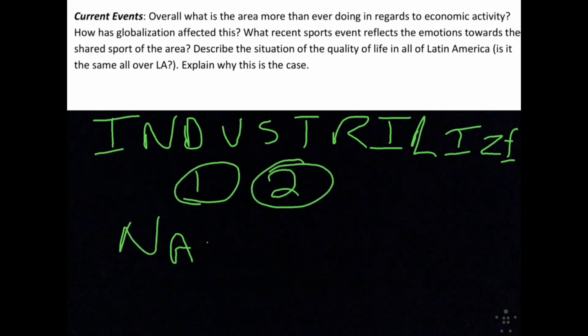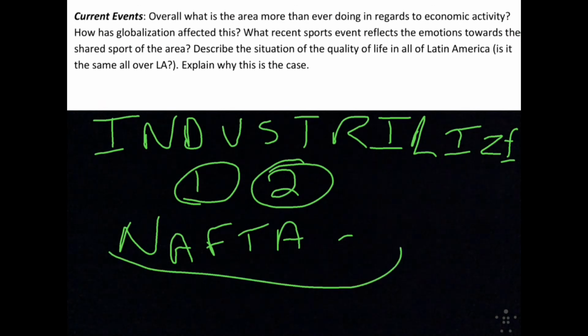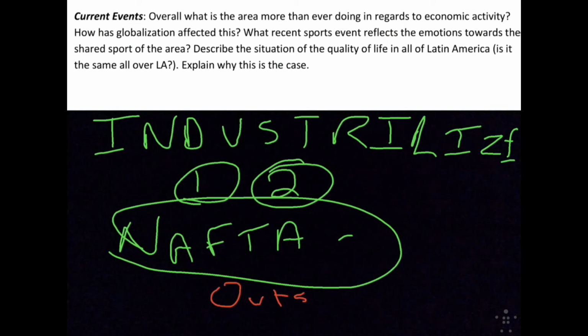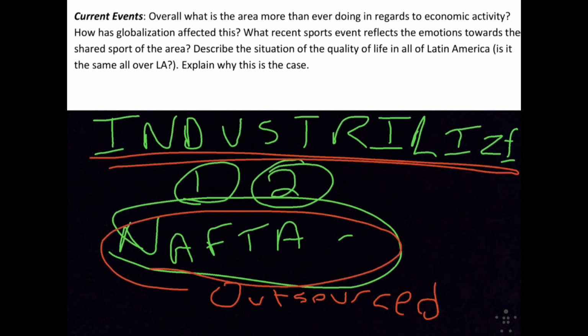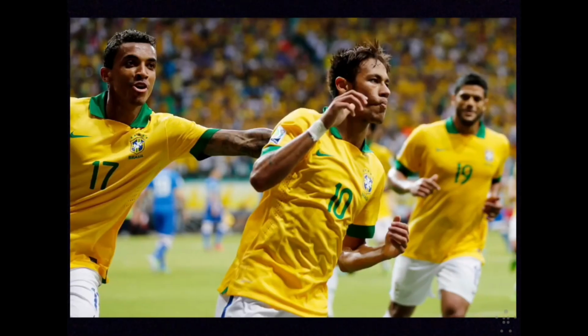Now, in regards to this, don't forget about NAFTA and how this has improved the area with outsourcing. And then how has globalization affected this? This goes back to NAFTA. This is also talking about outsourcing, how the United States has outsourced a lot of its jobs to Mexico so that it can produce things with cheap labor. And it all goes back to industrialization, to NAFTA, and to the connectedness of the world and how that is improving opportunities to industrialize.